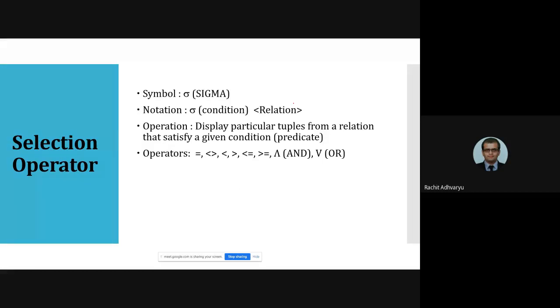So selection means we are actually firing the select query, but that query has some condition. We are mainly focusing on condition, and that condition can be described using equal to, not equal to, less than, greater than, less than equal to, and greater than equal to symbols. As well as if you want to have two different conditions together, we can have AND operator or OR operator. Inverted V means AND, V shape means OR. This is what selection operator is.